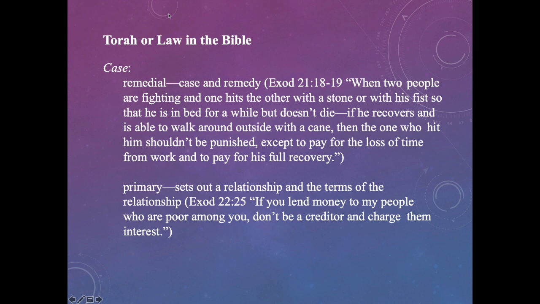It is also what is called primary, where it sets out a relationship and the terms of that relationship. So, for example, if you lend money to my people who are poor among you, don't be a creditor and charge them interest. So these are if-then statements. It takes a particular situation and declares what the behavior should be, what the remedy should be, how it should be resolved.